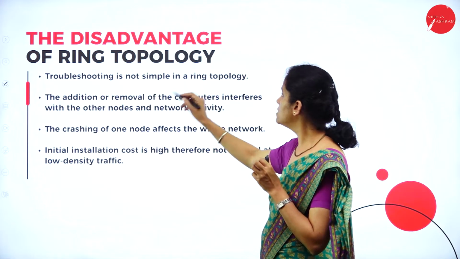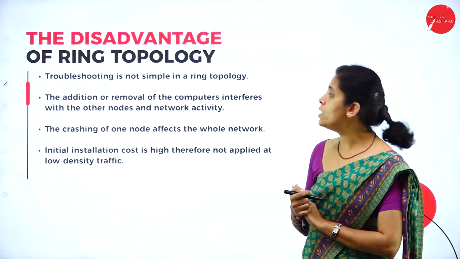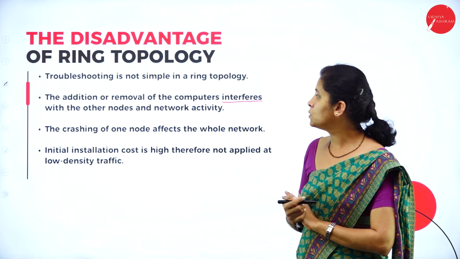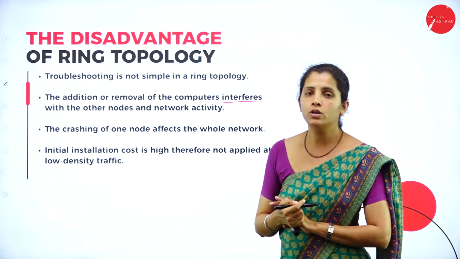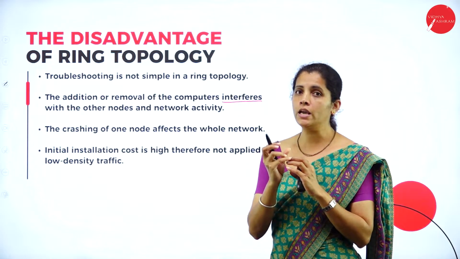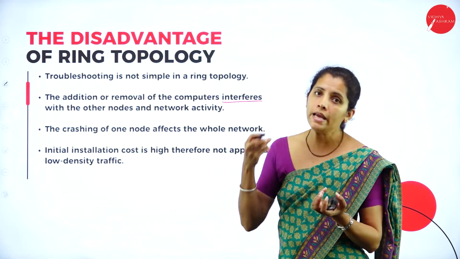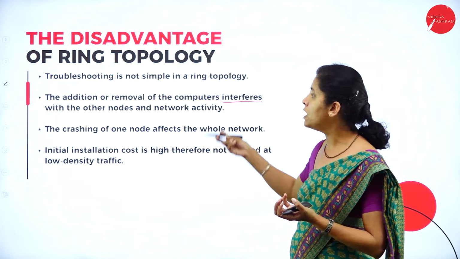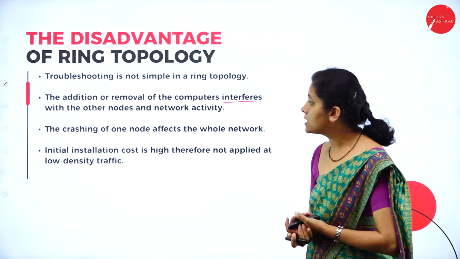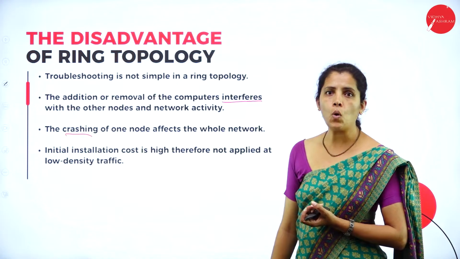So, that is known as troubleshooting. And the addition or removal of one computer interferes with the other nodes and other activity. So, dear student, in ring topology, all the devices are connected to the neighboring nodes, and when I remove or add any node, it is going to affect the other nodes as well as network activity. And the crashing of one node affects the whole network.